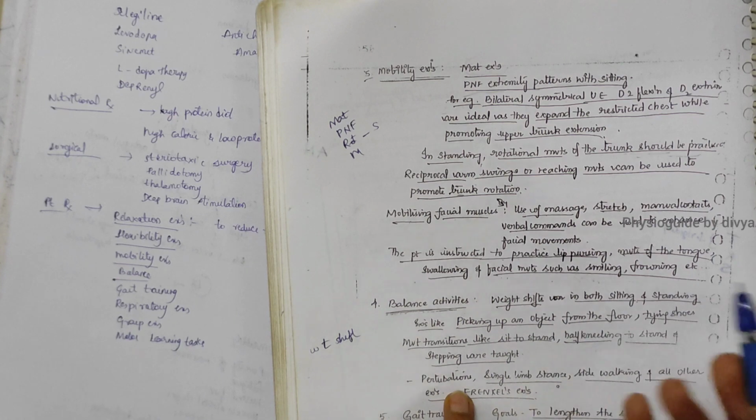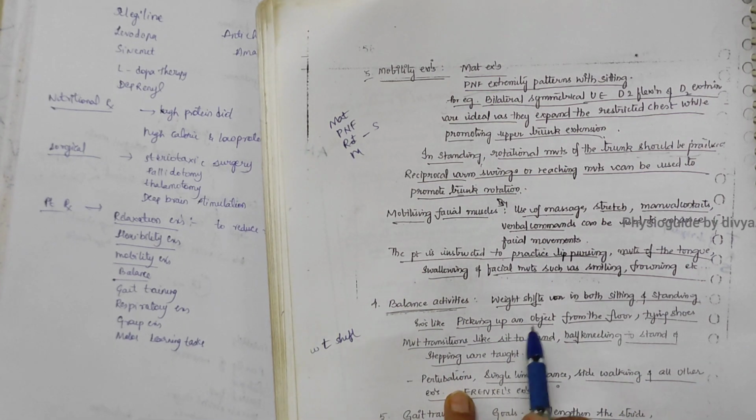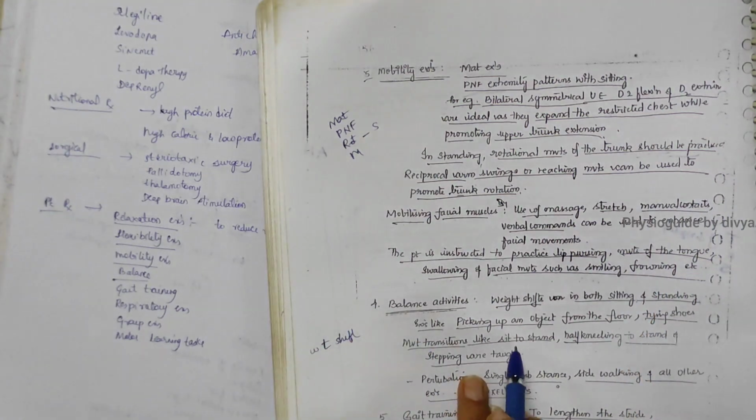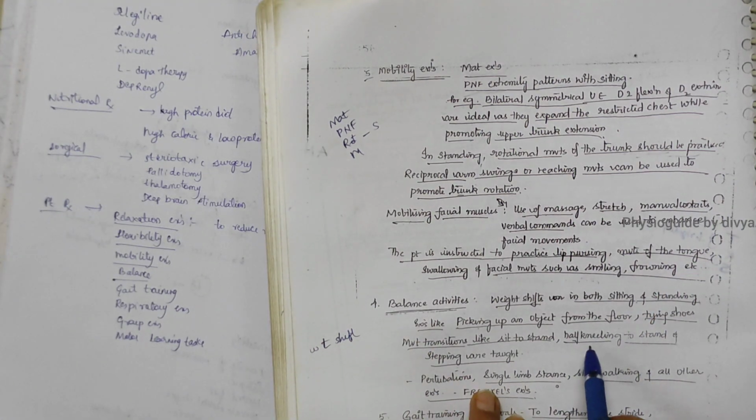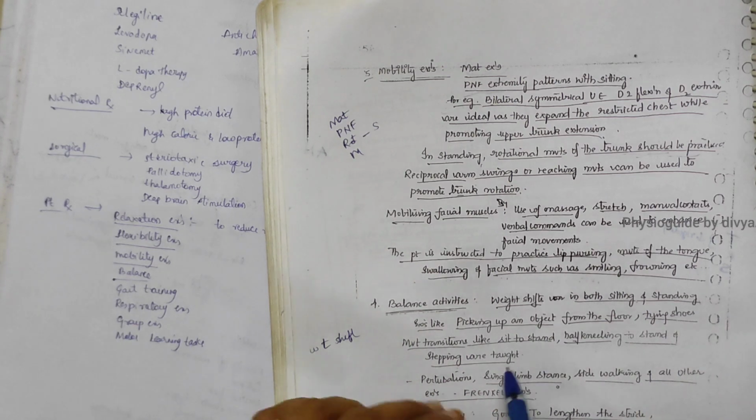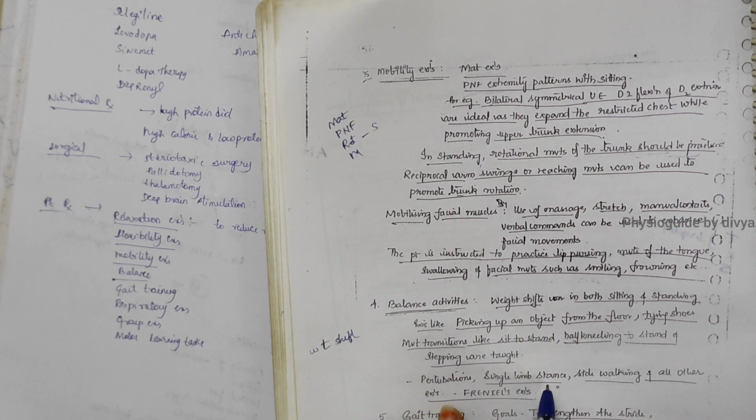For example, weight shifting, how? Like picking up an object from the floor and tying shoes. Movement transfers like sit to stand, half kneeling to stand, and stepping are taught. The single limb stance, side walking, and all other exercises.